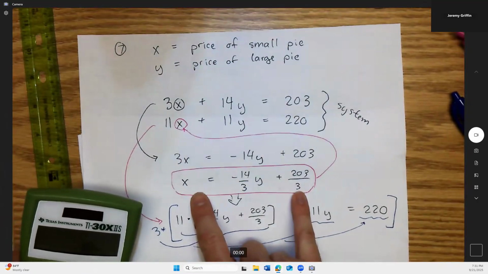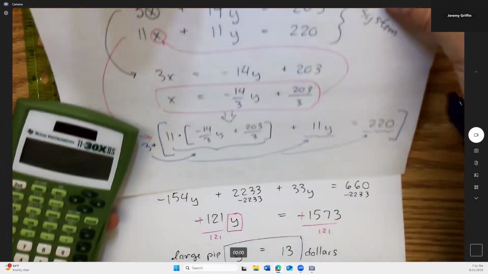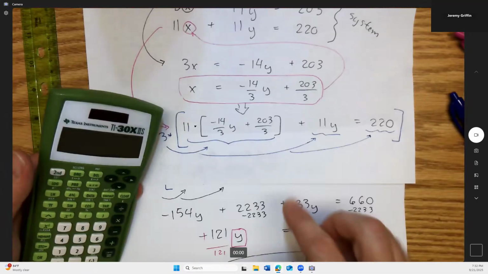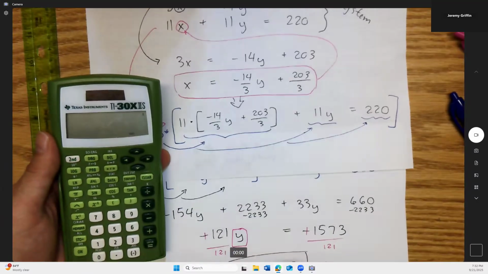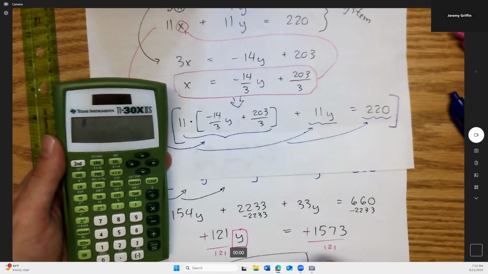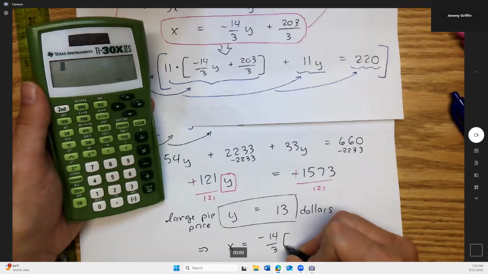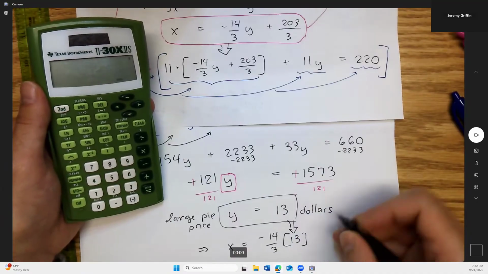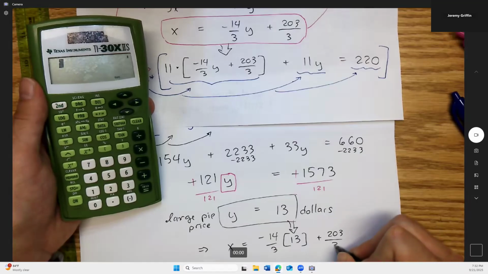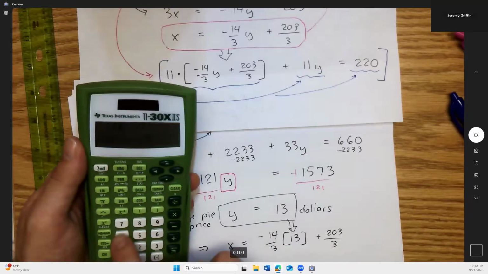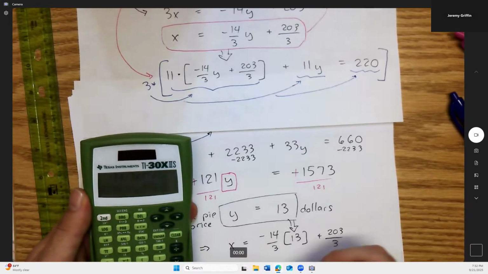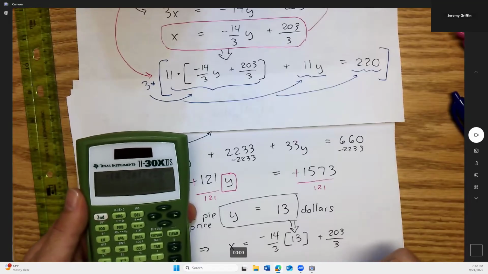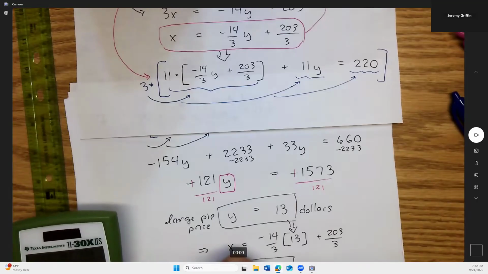Now I could use this to get x, couldn't I? I could do that, or I could substitute there. I guess I got some options. Let's try it this way. I remember from before, so I'm going to take this 13 and plug it in right there. So x equals, I'll spell it out to make it really clear, negative 14 over 3 times y, but instead of y, I'm going to say 13, because I just found that, plus 203 over 3. So x equals negative 14 over 3 times 13 plus 203 over 3. Again, come on, nice numbers. Oh yeah, 7. That's dollars with a unit attached to it, and this is the small pie price.